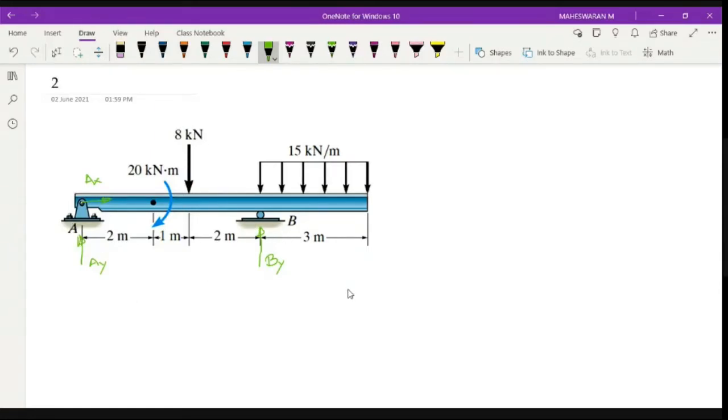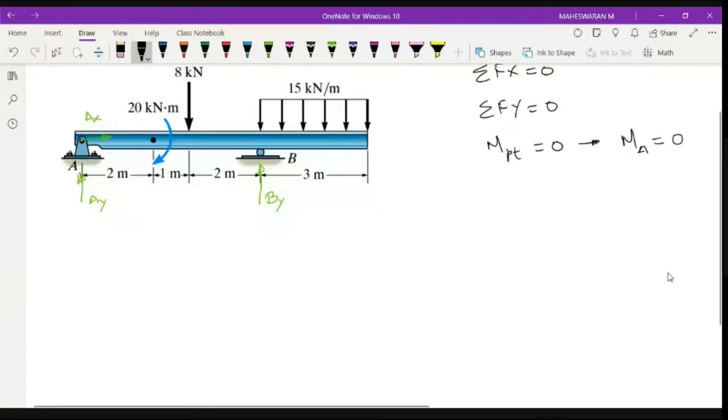So this is your support, right? Now I can say that it is in an equilibrium state, which means sigma Fx equals 0, sigma Fy equals 0, and moment at any point is equal to 0. Where am I going to take moment? Where I have the maximum unknown forces. My maximum unknown forces are at A, so I am going to take moment at A and equate it to 0. These are my equilibrium conditions. You have to follow these equilibrium conditions and solve this. Okay, let me proceed one by one.